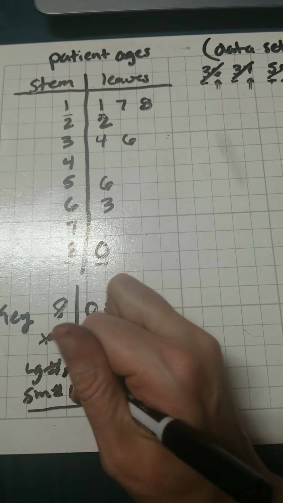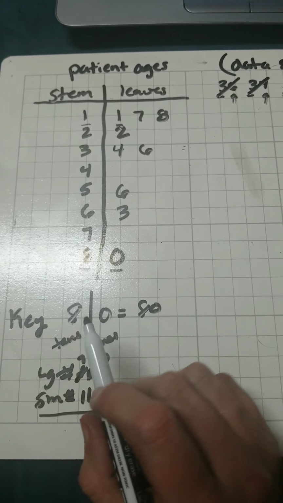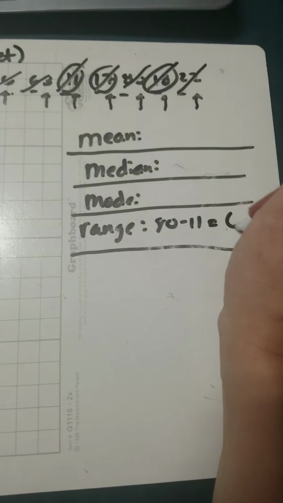I'm going to borrow from the 8, makes this a 10. 10 minus 1 is 9. And 7 minus 1 is 6. So your range is 69.